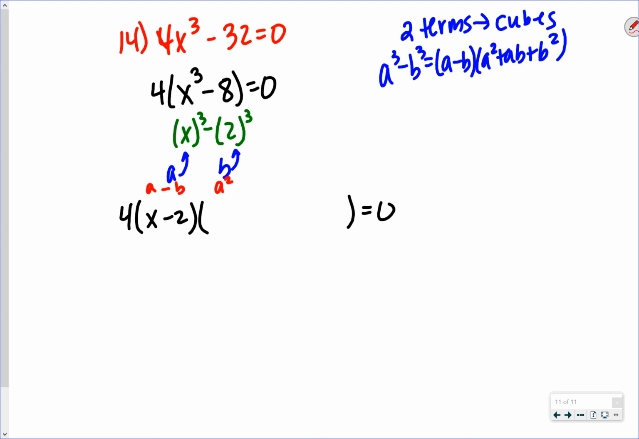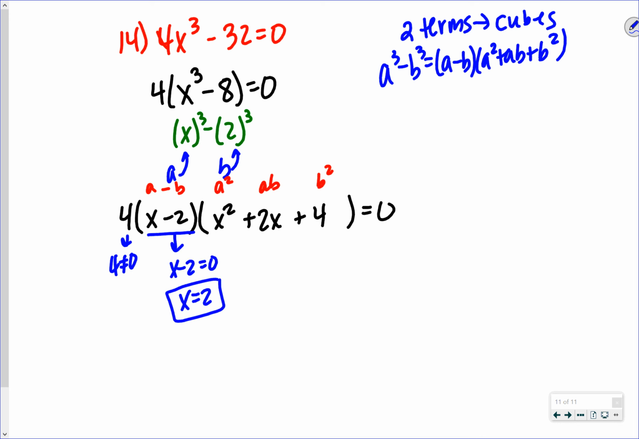And then a squared. So x squared plus ab. Put them together. 2x. And then plus b squared. 2 squared, plus 4. The first one is always going to be easy to solve. The second one, you're always going to have to do the quadratic formula. So this 4 isn't going to do anything for me. 4 won't be 0, so you can ignore it. But x minus 2, that is 0 when x is 2. And then this one, we're using quadratic formula.